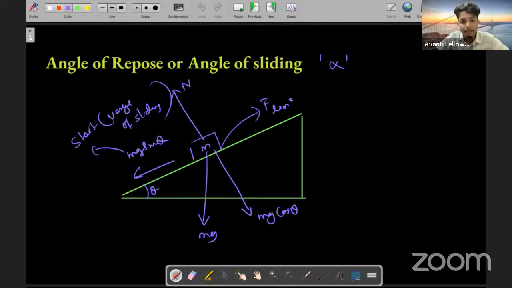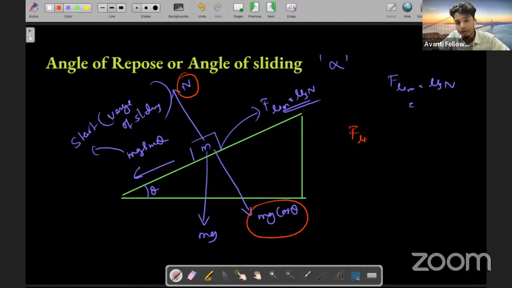Now, as I said, when there is the verge of sliding, the limiting friction acts, that is mu s into N. Can I write this limiting friction to be mu s into N? You know that this N is equal to mg cos theta. So F limiting is equal to mu s mg cos theta. Yes or no?